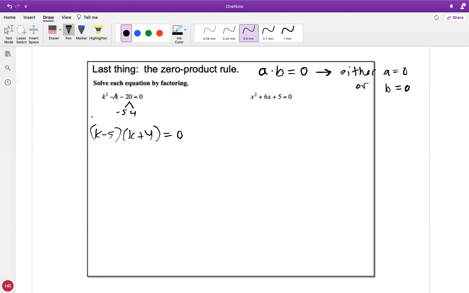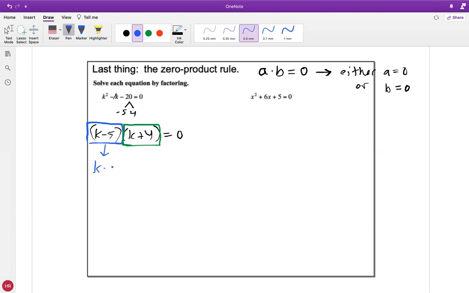And this helps us because I now have two things multiplied. This thing in blue and this thing in green. I multiply these together, k minus 5 times k plus 4, and it equals 0. That means either k minus 5 equals 0 or k plus 4 equals 0. I'm going to say that again. If I have two things multiplied and the answer is 0, it means either the first thing I multiplied is 0 or the second thing I multiplied is 0. So I can just write those down.